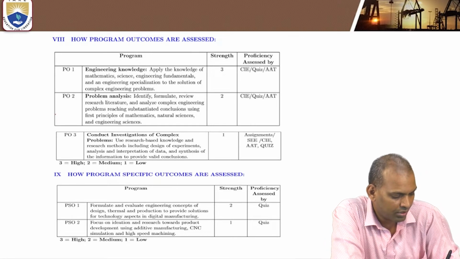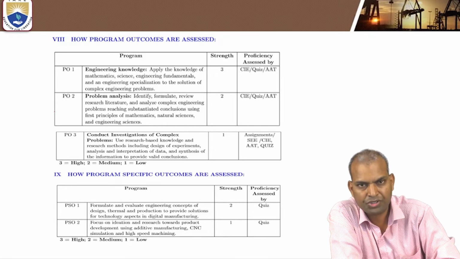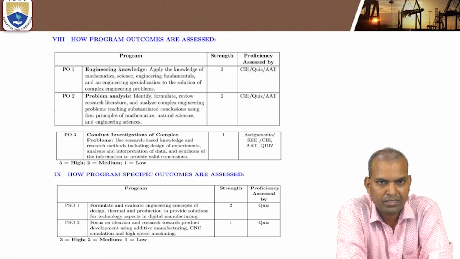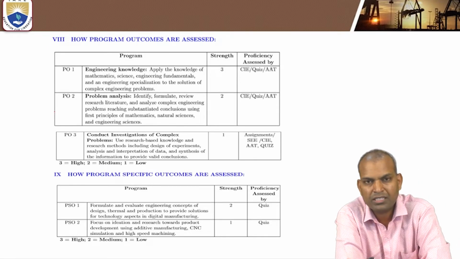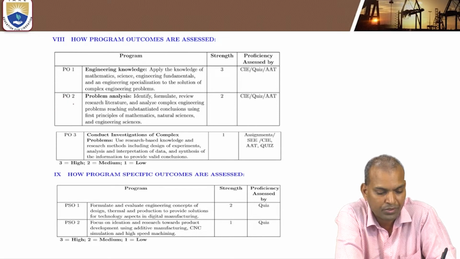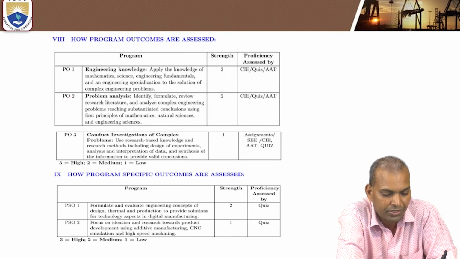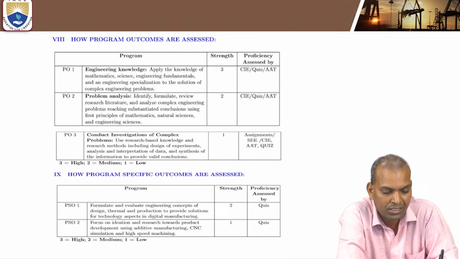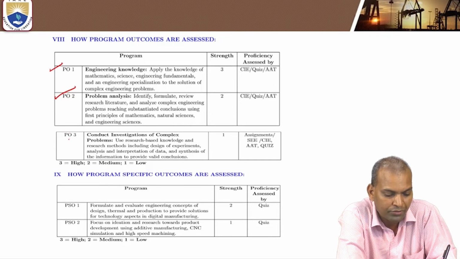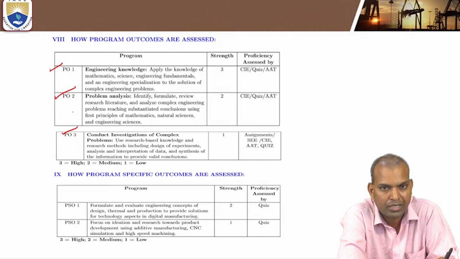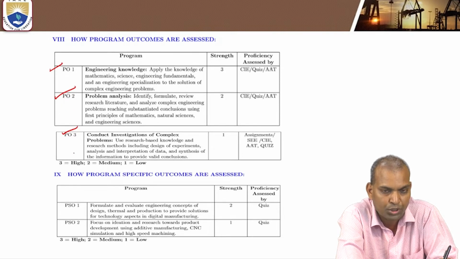Program outcome 1 relates to engineering knowledge, that is, apply the knowledge of mathematics, science, engineering fundamentals and engineering specialization to the solution of complex engineering problems. Next, problem analysis, because it is related to solving a number of problems based on the concepts of physics, mathematics, natural sciences and engineering sciences. PO2 and PO1 are applicable. And next, for research-based problems, because of the application of the kinematics of machines, we are going to use PO3. Even though there are 12 POs, we can use these.